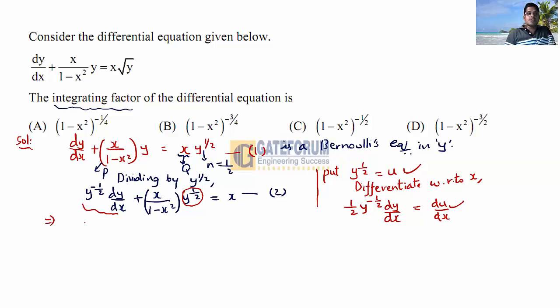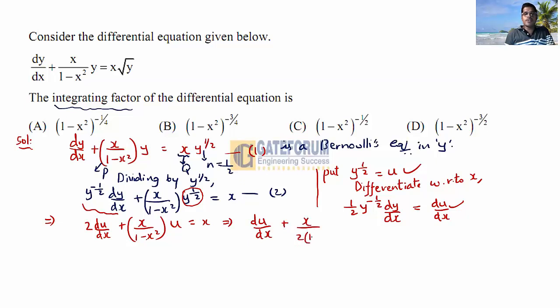So this can be written as the first term 2 times du by dx plus x divided by 1 minus x square into u is equal to x. Now eliminate the pre-multiplication constant to make the problem into a linear equation, that is, the derivative coefficient is always 1. So dividing by 2, you will get du by dx plus x divided by 2 times 1 minus x square, this term multiplied by u, is equal to x by 2.